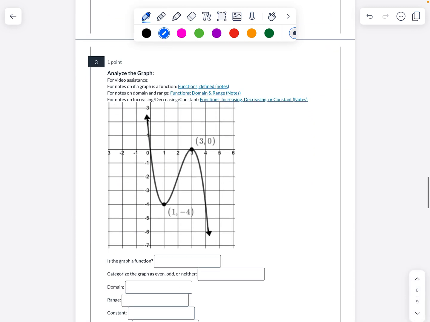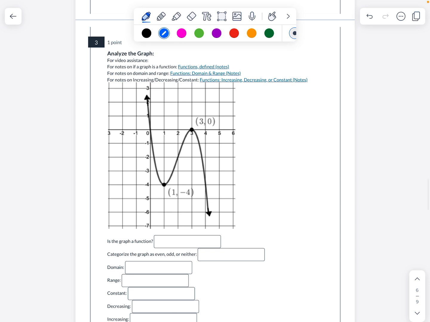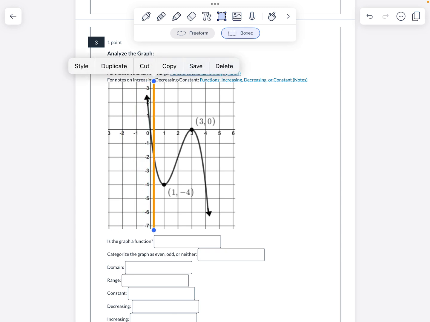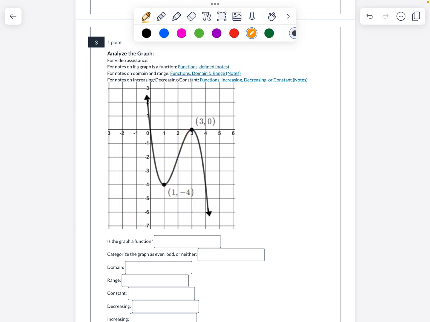Alrighty, next. Okay. Is it a function? If I take a vertical line and I pull the vertical line through, see right here, there's only one intersection point. Here, there's only one intersection point. It only intersects this curve one and only one time as I push it through. So the answer to the question is the graph a function? The answer is yes, and that should be a pull-down menu.